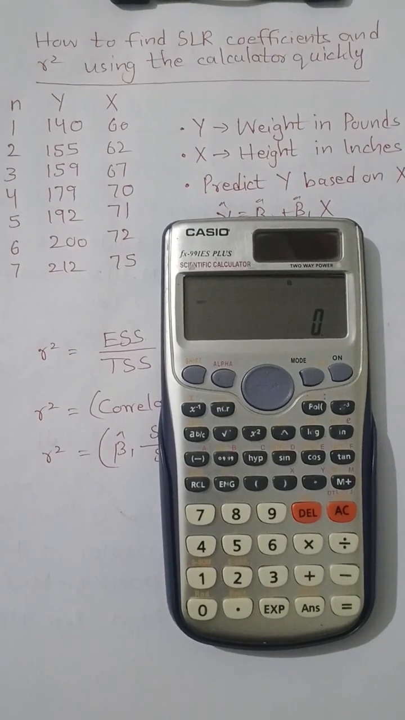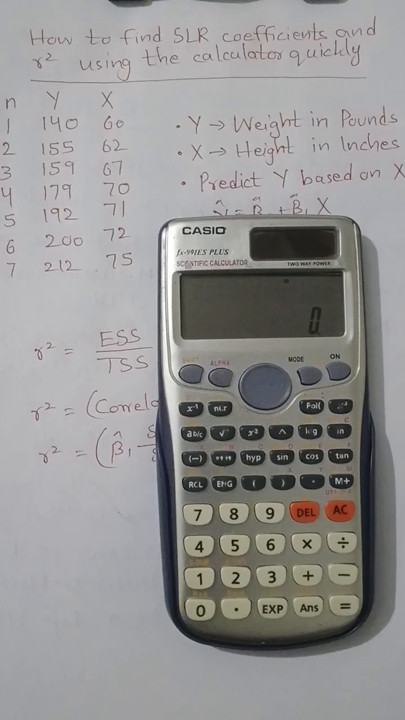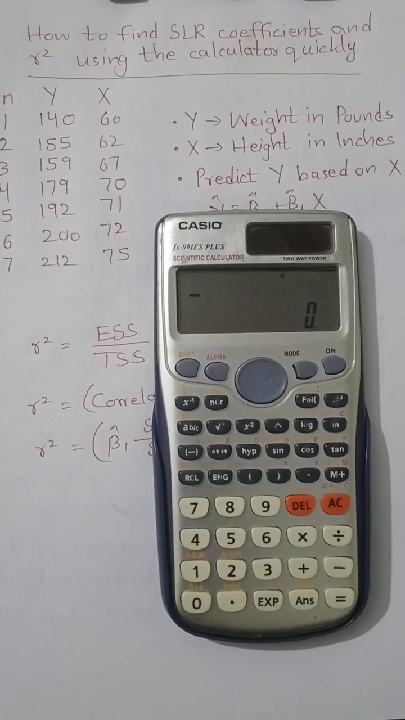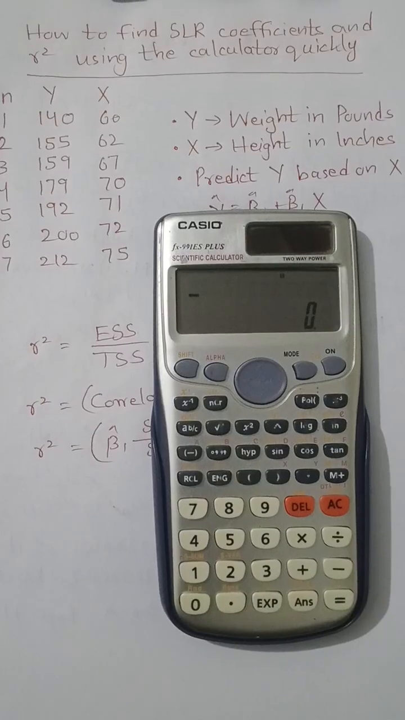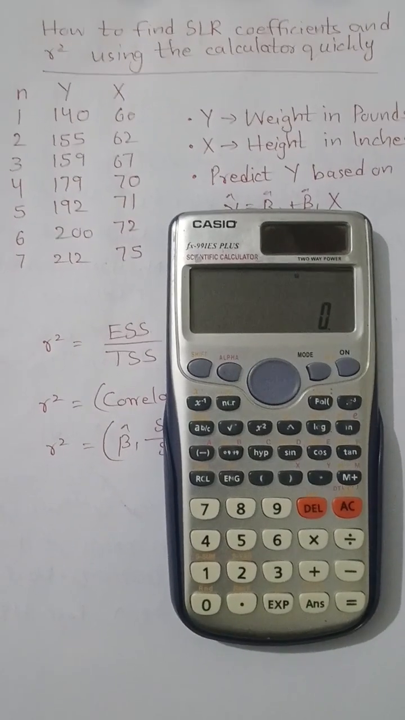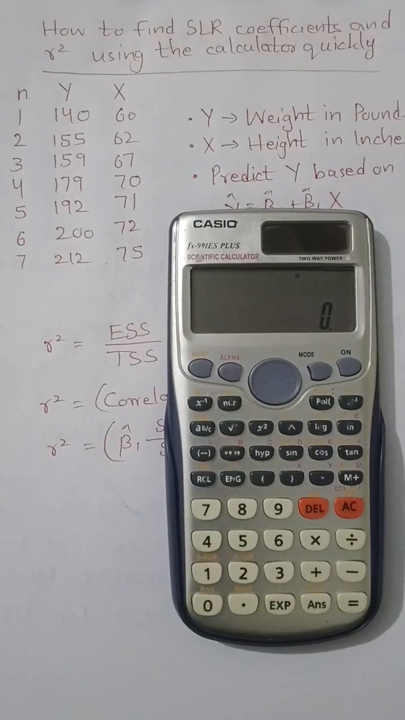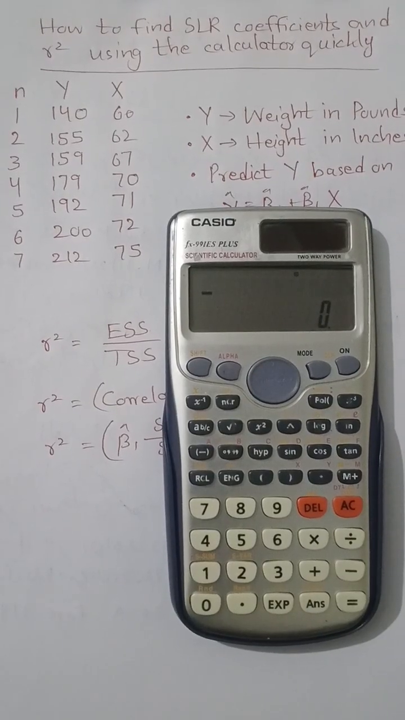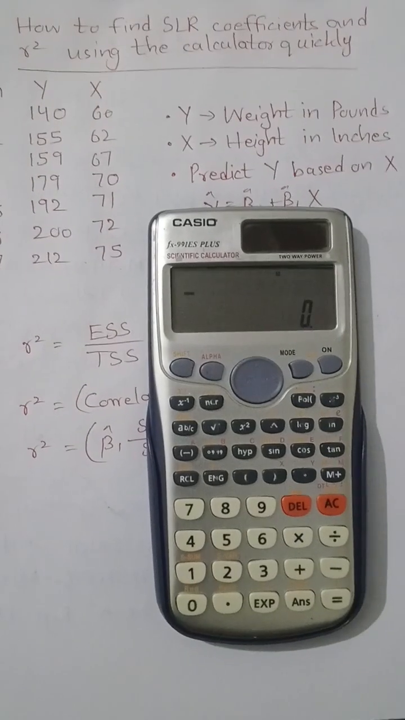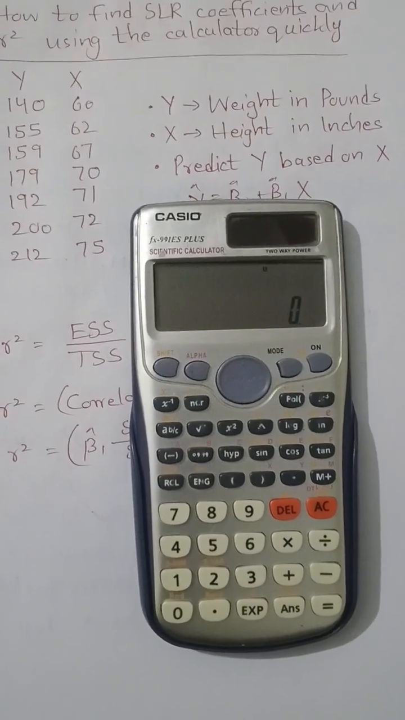In this video, we will discuss how to find simple linear regression coefficients and R square in simple linear regression using the calculator quickly. In the previous video, we discussed how to find coefficients of simple linear regression using calculator manually, which was relatively time consuming. In this video, I will show you how to do the same quickly. So I have data on x and y variables.